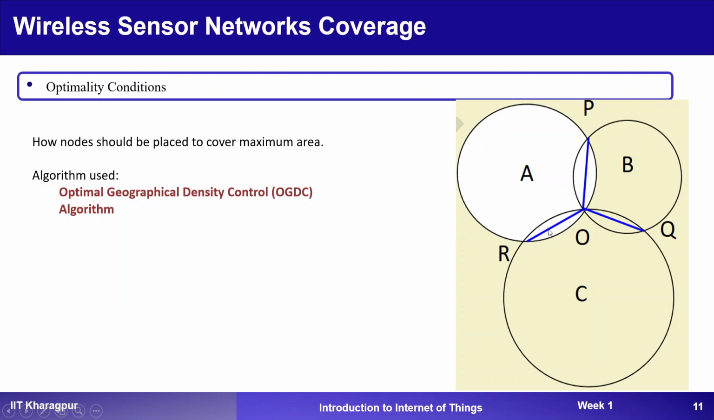For example, if A and B are already placed in the field, and now you have to place sensor C in that field, then the optimality condition is that this intersection area should be least, and second, this area should be equal to this area. Then it is going to cover the whole field.